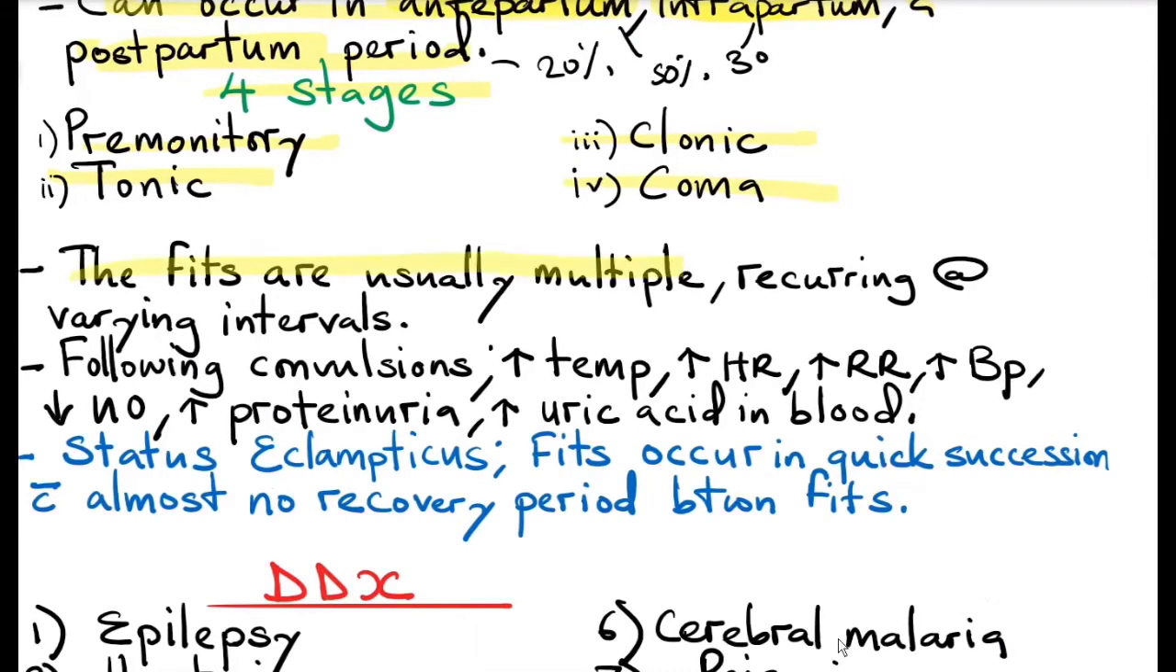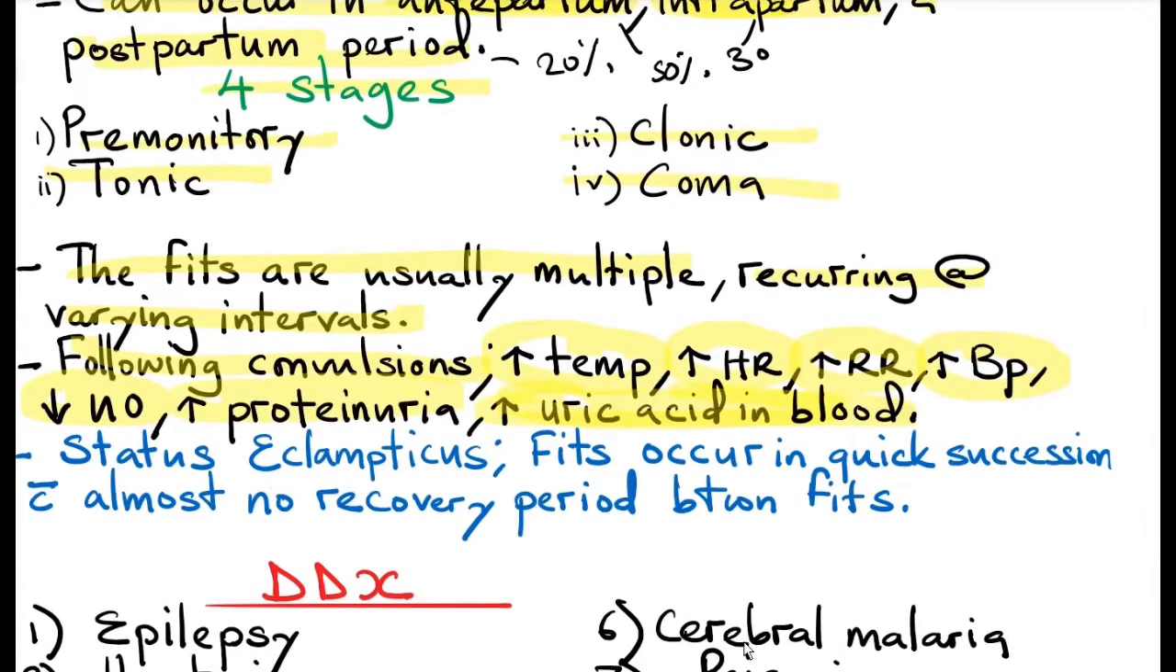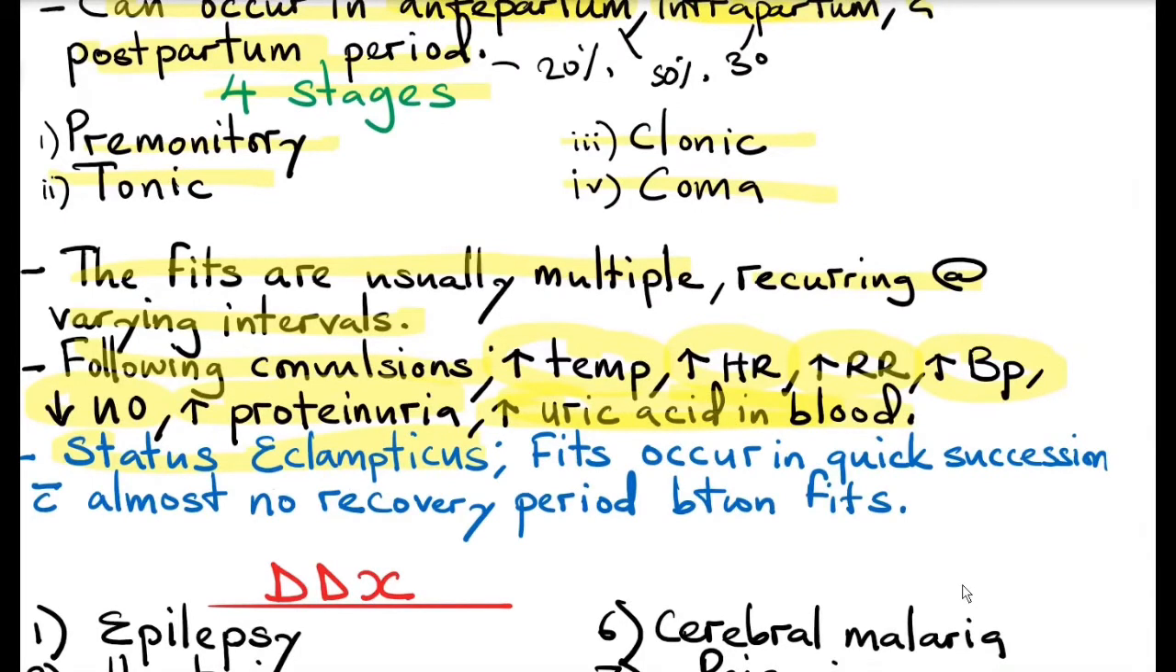The fits are usually multiple, recurring at different times. After convulsions, you might notice an increased temperature, increased heart rate, increased respiratory rate, increased blood pressure, and increased proteinuria. But there will be reduced urine output and increased uric acid. This is because there's renal dysfunction, so there's reduced renal clearance of uric acid. So there's retention of uric acid in the blood. Status eclampticus. This is the worst scenario and it's associated with poor prognosis. The fits occur in quick succession with almost no recovery period between the fits.